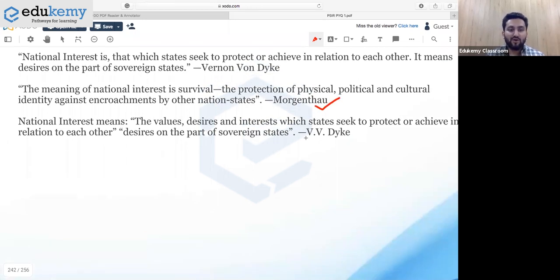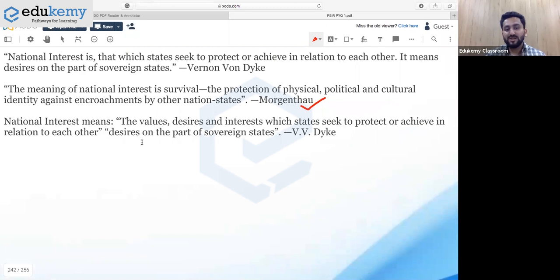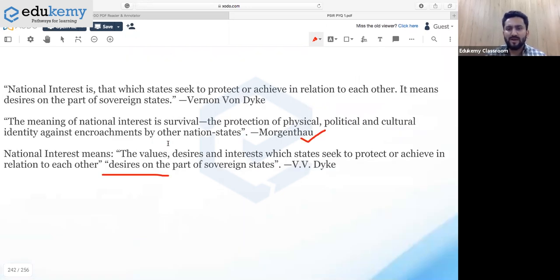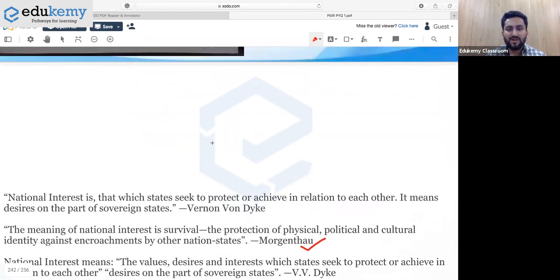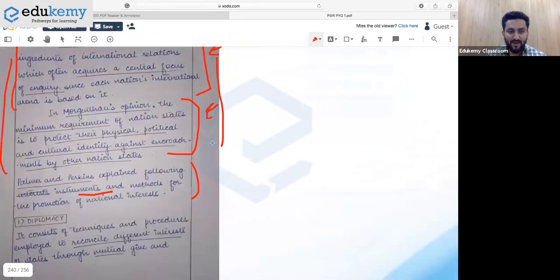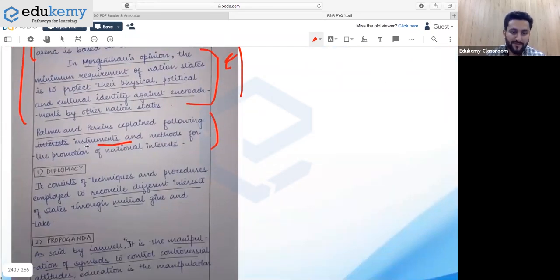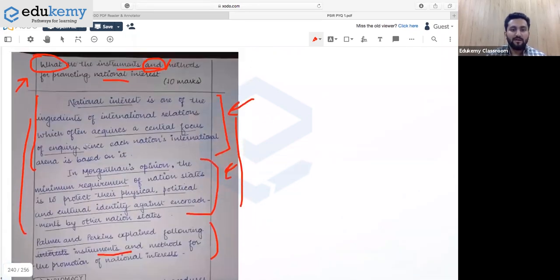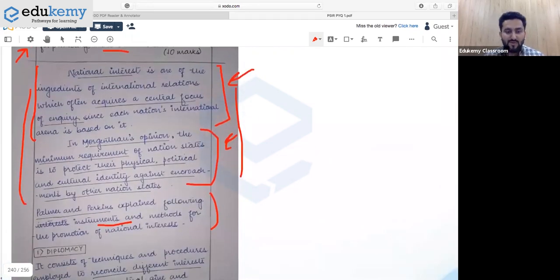In place of this, you can also use: national interest means the values, desires, interests which states seek to protect, to achieve in relation to each other, desires on the part of sovereign state. So, कोई भी एक statement, किसी भी तरह का formulation आप use कर सकते हैं. That's not an issue. जैसे आप यहाँ पर आएंगे, you can use this same statement. Palmer and Perkins explain the following instruments and methods, or you can also use: for promoting national interest, following instruments and methods can be used.